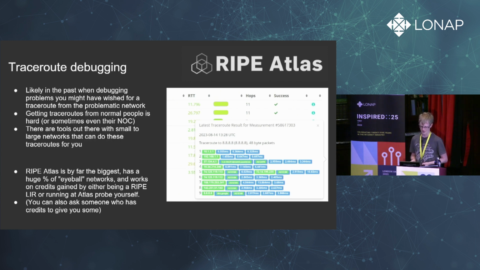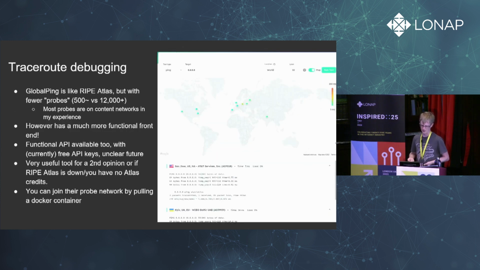This is not the only type of network, though. There's a bunch of new people who are doing this. Globalping is a new one. It's like RIPE Atlas. There are fewer probes on there, but it's much more tilted towards content networks, so things like AWS, Google Cloud, a bunch of hosting providers. There's a much more functional API, in my opinion, and a much more functional front end, although the RIPE utility has recently had a long-needed upgrade for usability.